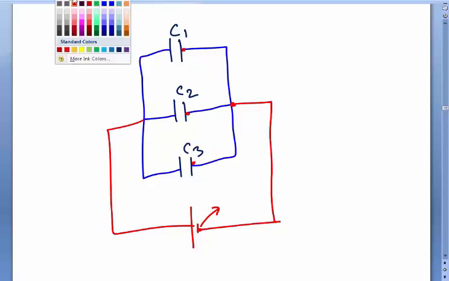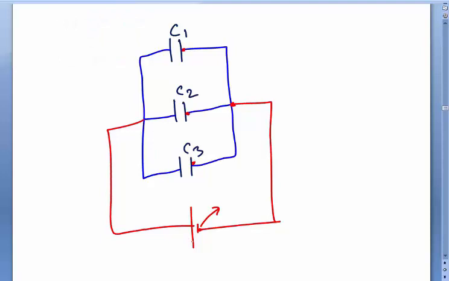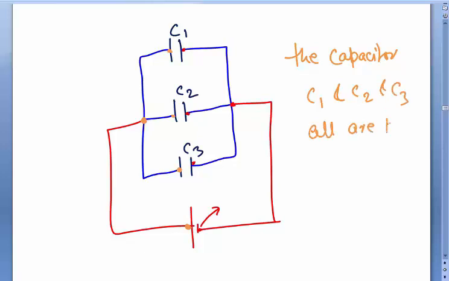Okay, and whatever is the potential difference across this end, the potential difference across this end, the same potential will be at this point, at this point, at this point, and at this point. So here again the capacitors C1 and C2 and C3 all are in parallel.